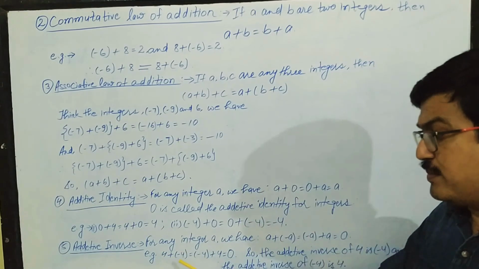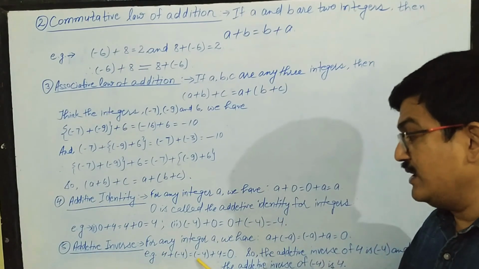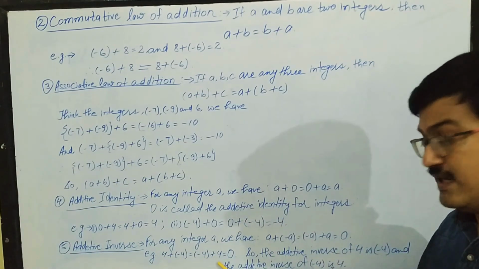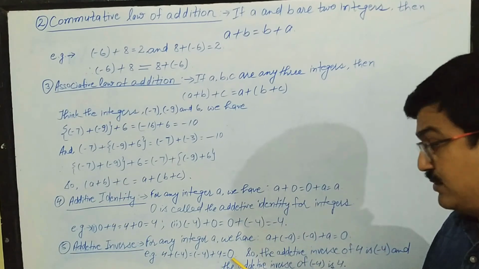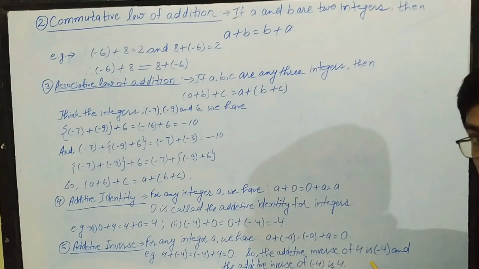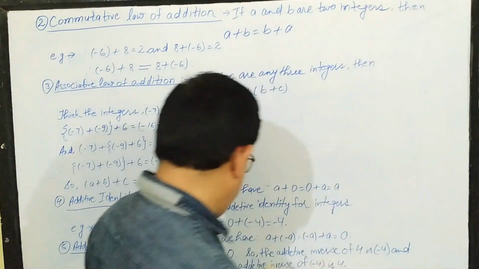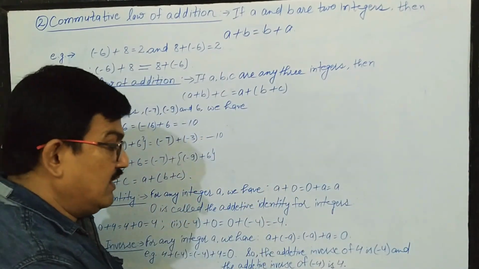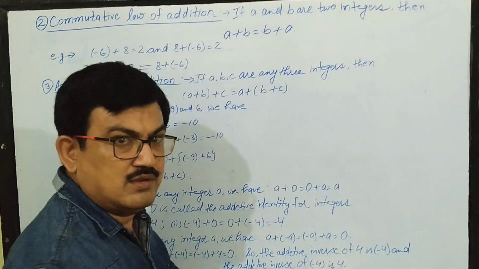The example is here. 4 plus -4 is equal to -4 plus 4 is equal to 0. So the additive inverse of 4 is -4, and the additive inverse of -4 is 4.